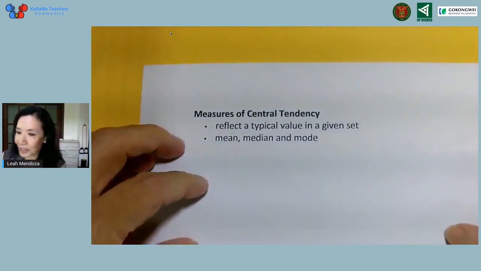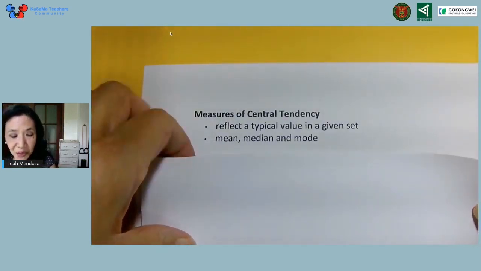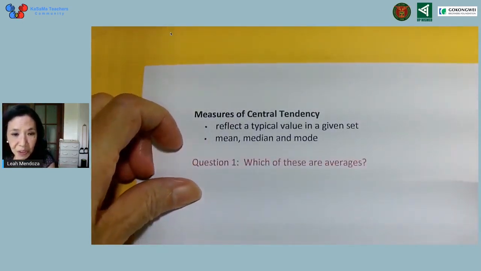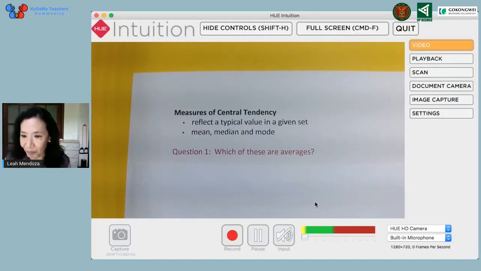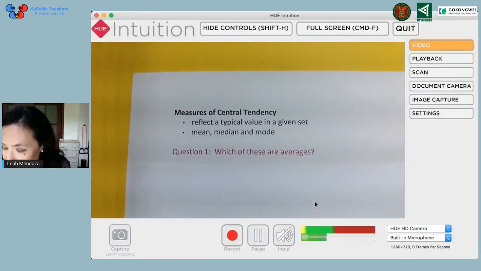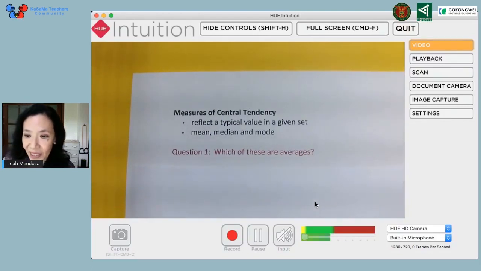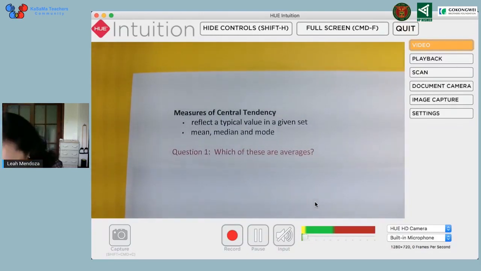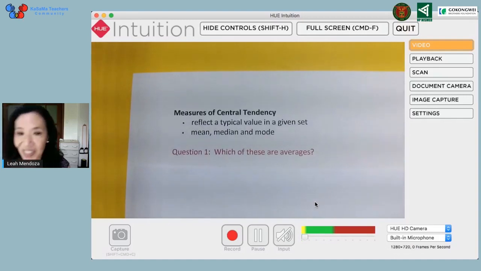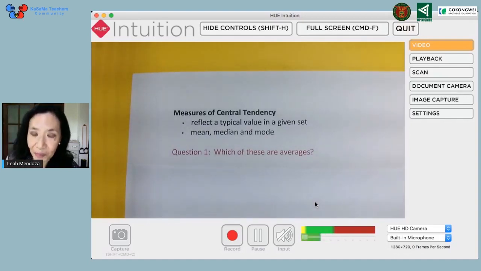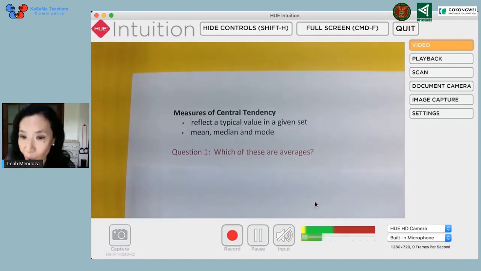Now this is my first question to you. Which of these are averages? So the answers I'm getting are all mean. Okay. So actually, ladies and gentlemen, all of these are averages. Strictly speaking, very good. Someone said all. Strictly speaking, the mean, the median, and the mode are all averages.